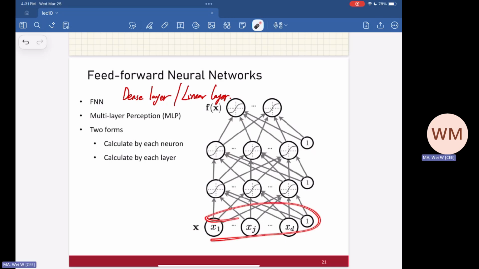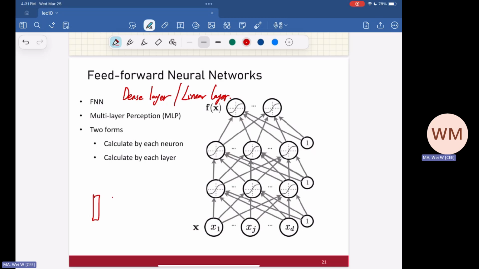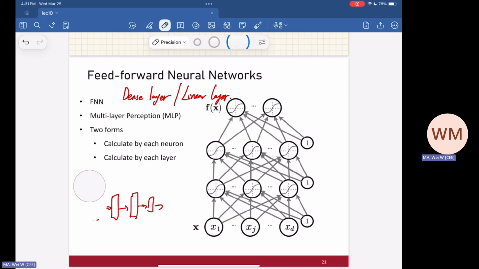If you draw this neural network in the rectangle approach, it's basically like this. Usually we don't draw the input layer. We just say X is the input, and then eventually you have f(x). So for three layers, we just draw this layer and this layer.